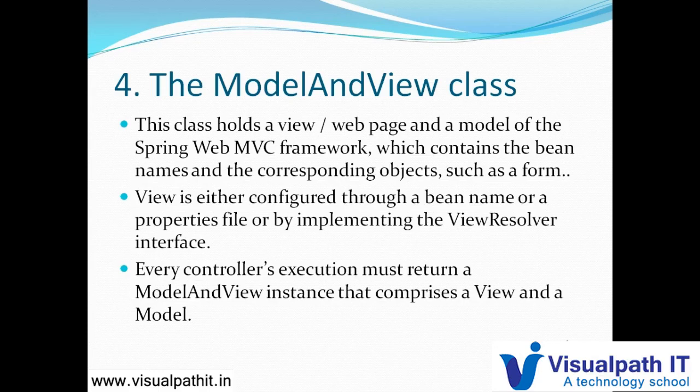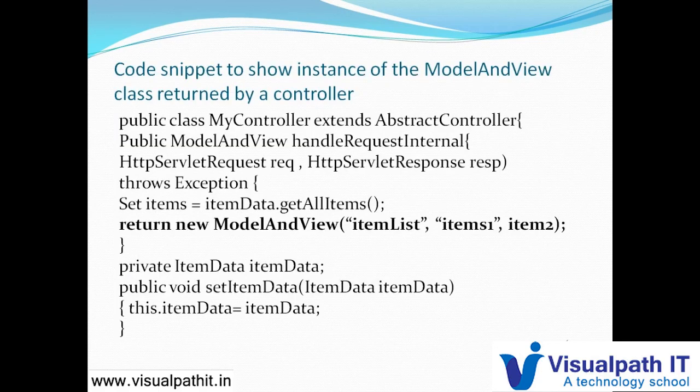So we can see the code snippet here that shows the instance of the model and view class returned by a controller. So how does it appear? Public class MyController extends the AbstractController class. Public ModelAndView handleRequestInternal, HttpServletRequest, HttpServletResponse throws Exception. So the snippet is as follows. The syntax is new ModelAndView("itemsList", "items1", "items2").